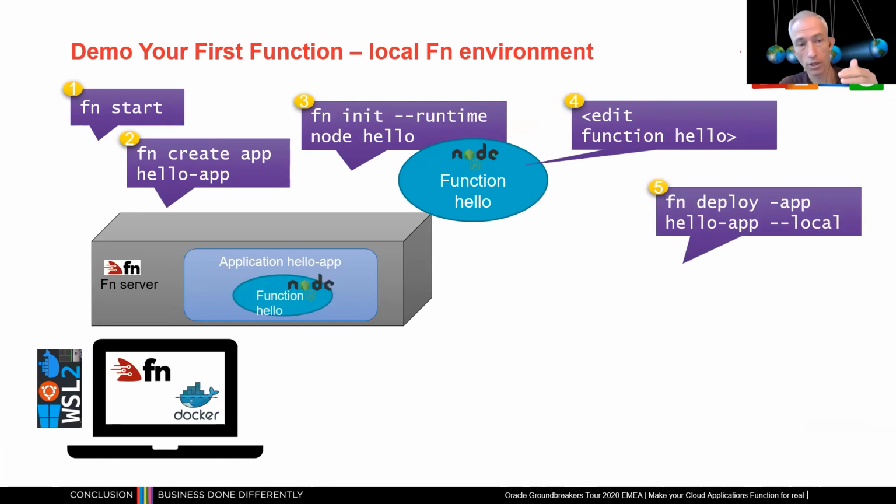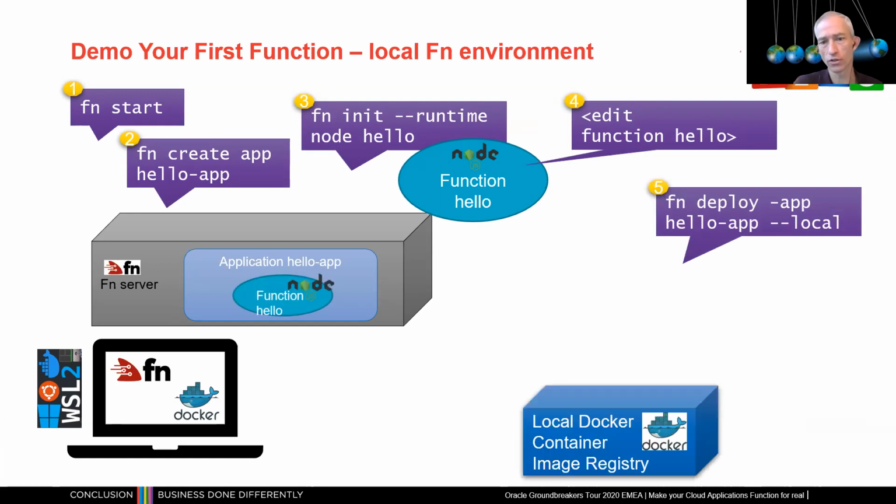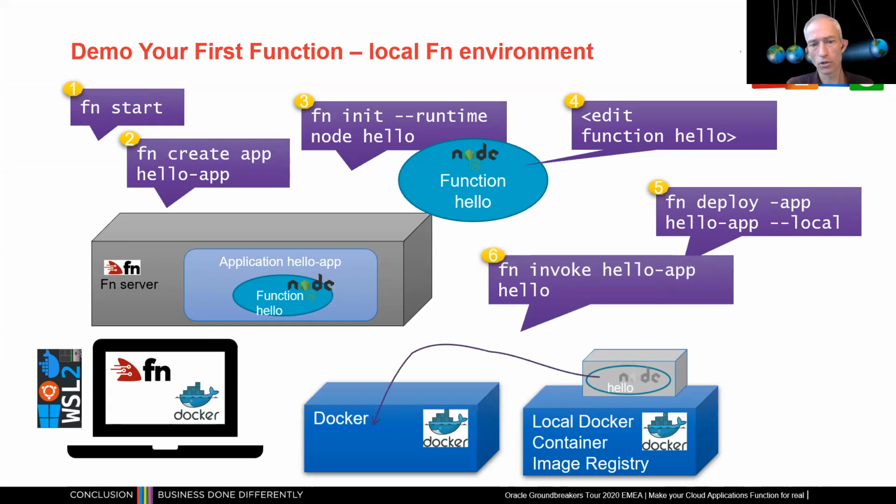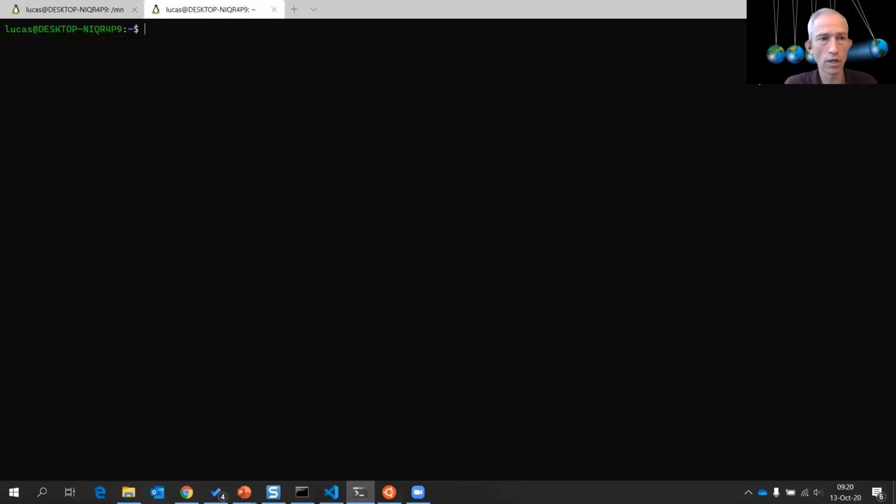At that point, the function is registered with the fn server, and in the local Docker container image registry, an image is registered for my function. So this image now contains both what I have written in terms of code and all the other things that are required by the fn server to run this container as a function when a request needs to be handled. When I then invoke the function, a request needs to be handled. In the Docker engine, a container is started based on this image, and this container is then handed the request to handle. Okay, so that's the demo I'm going to show.